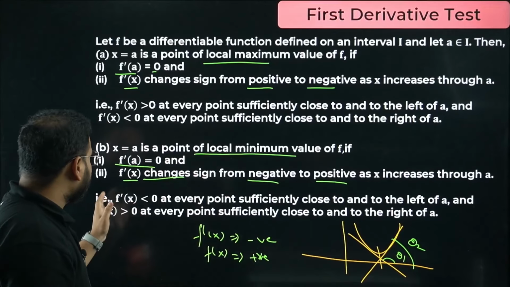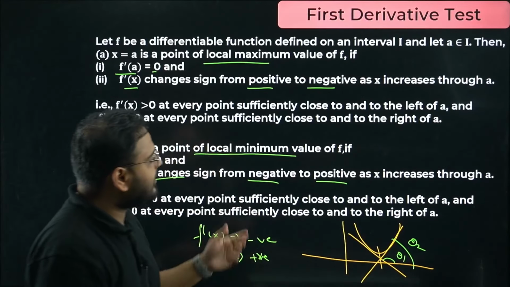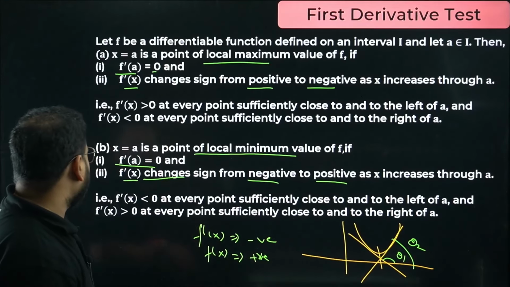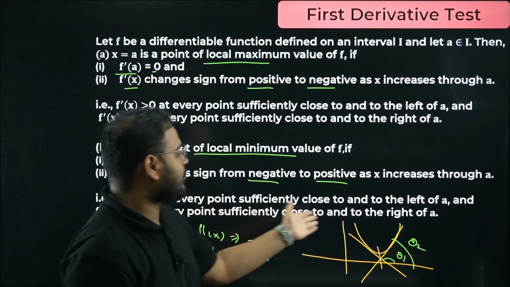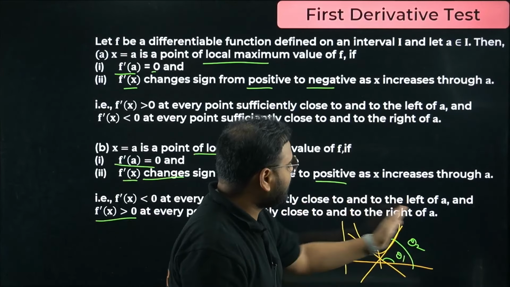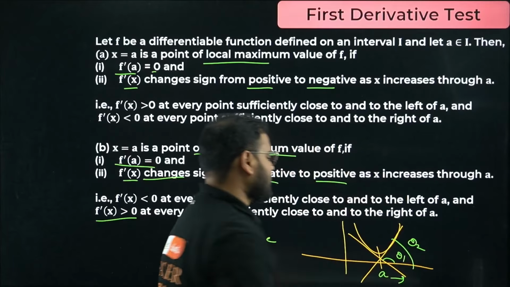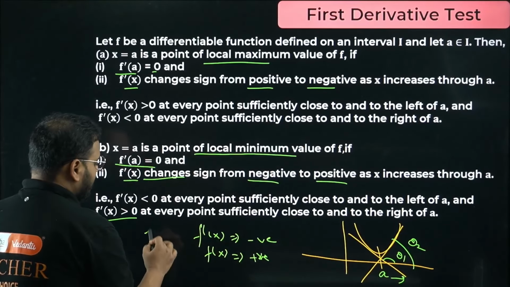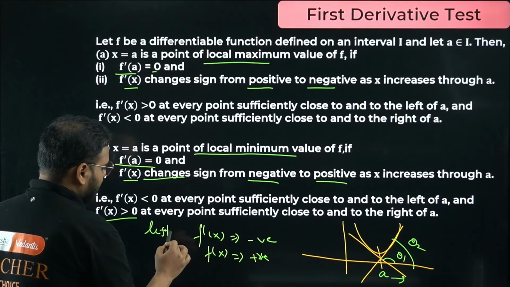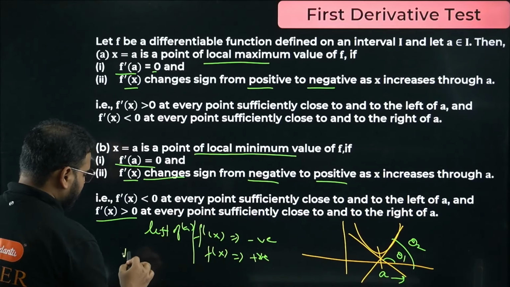If the derivative of x is negative at every point sufficiently close to and to the left of A, and f dash of x is greater than 0 at every point sufficiently close to and to the right of A. Same thing, no? The right of A is positive, and the left of A is negative. This is the left of A. All right, and this is the right of A.